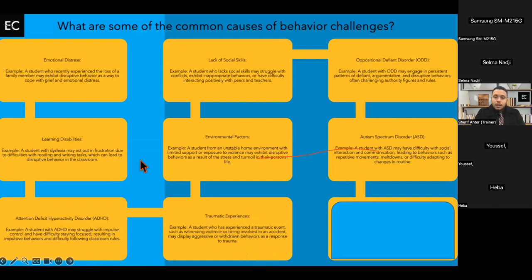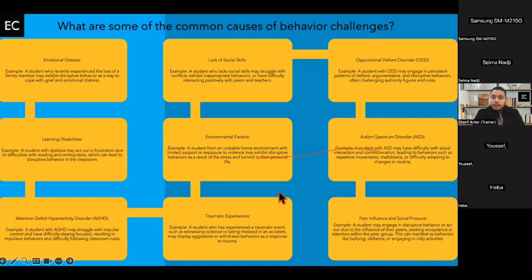Also, traumatic experiences. So maybe they have been in an accident, and that triggers them to behave badly in the classroom. And the last cause we can talk about is peer influence and social pressure. That means that the students, as you said also in the chat box, want to grab attention. They are seeking attention from other students. They are trying to fit in with their friends, or maybe they're also just copying other students as well. So these are some of the most common causes of behavior challenges.